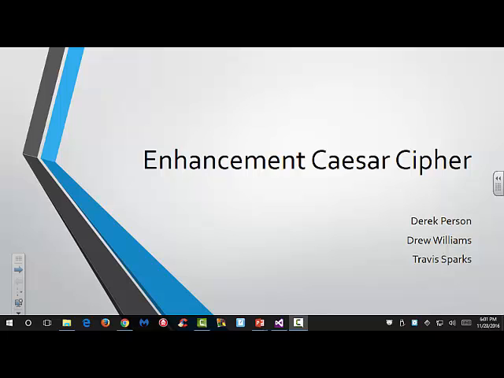Our group will be presenting about an enhancement to Caesar Cipher. Our group members are Derek Pearson, Drew Williams, and Travis Sparks.